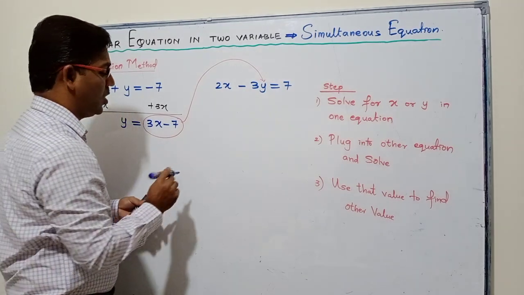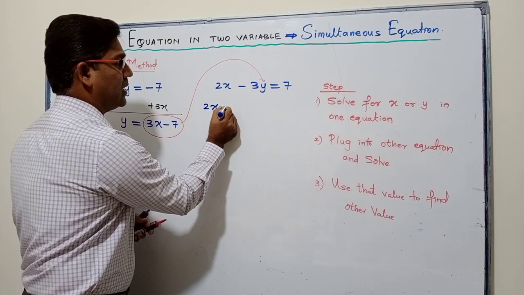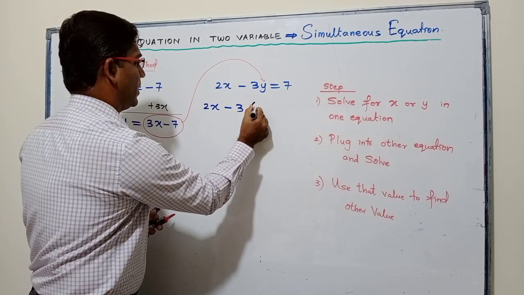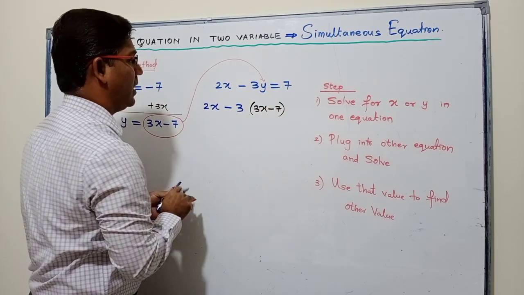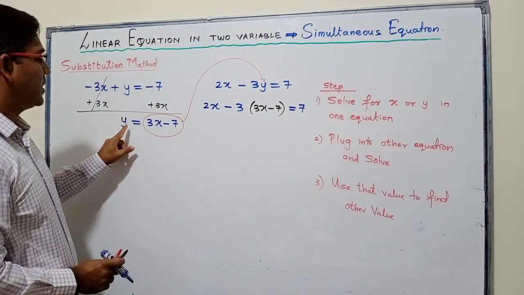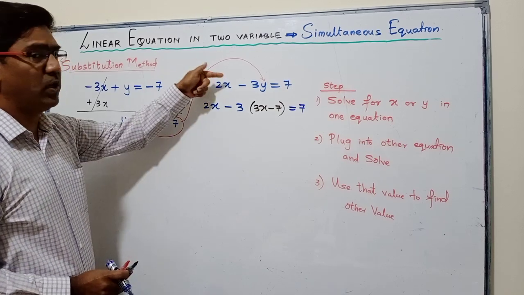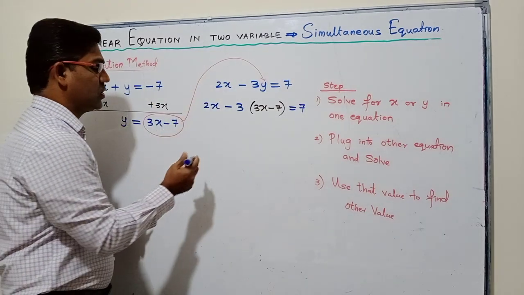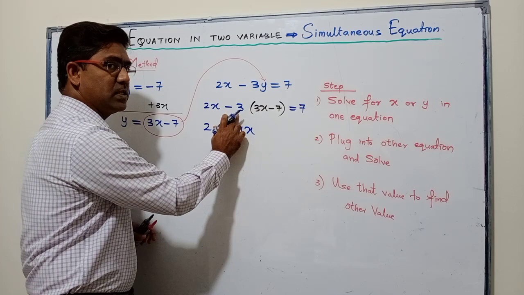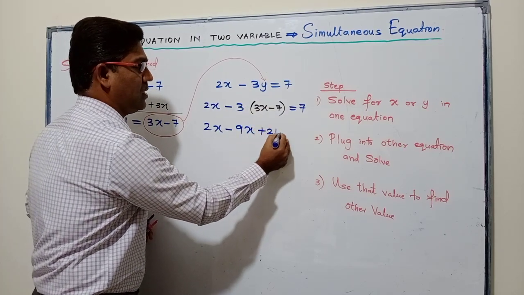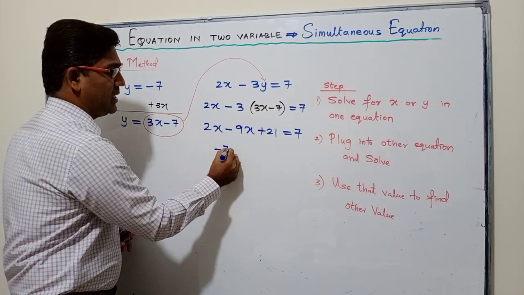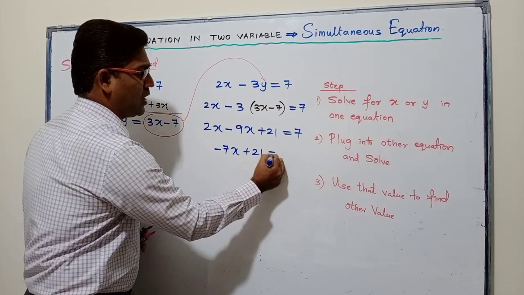So let's substitute the value. 2x will be as it is, minus 3, the value of y is 3x minus 7, and equal to 7 as it is. What I have done here is I substituted the value of y from equation 1 into equation 2. Now solve the second equation. 2x minus 3 into 3x is minus 9x, minus 3 into minus 7 will give me plus 21, equals 7. Let's simplify the left hand side. 2x minus 9x is minus 7x, plus 21 equals 7.